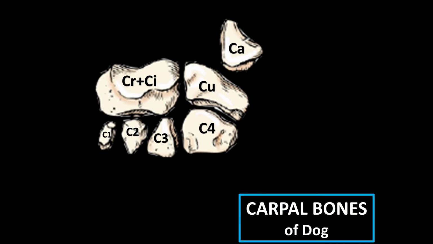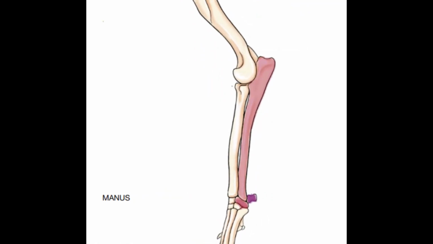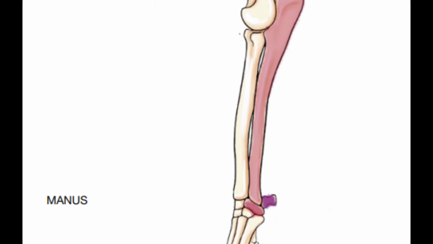Now look at the accessory carpal bone in the proximal row. It is cylindrical, constricted in its middle, and cranially it articulates with the ulna and the ulnar carpal bone.